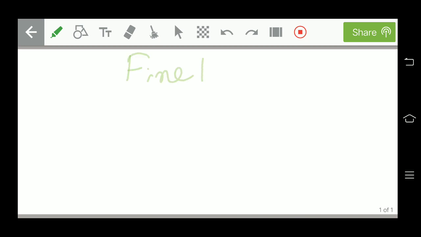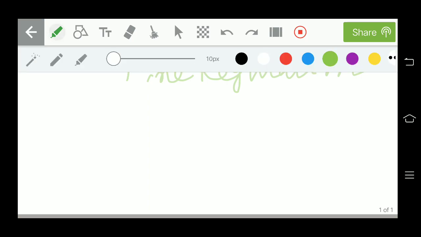fine regulation. Fine regulation. Now what is this fine regulation? Now this fine regulation is brought about by the presence of the leader sequence. In the last slide you have seen that there is a leader sequence.